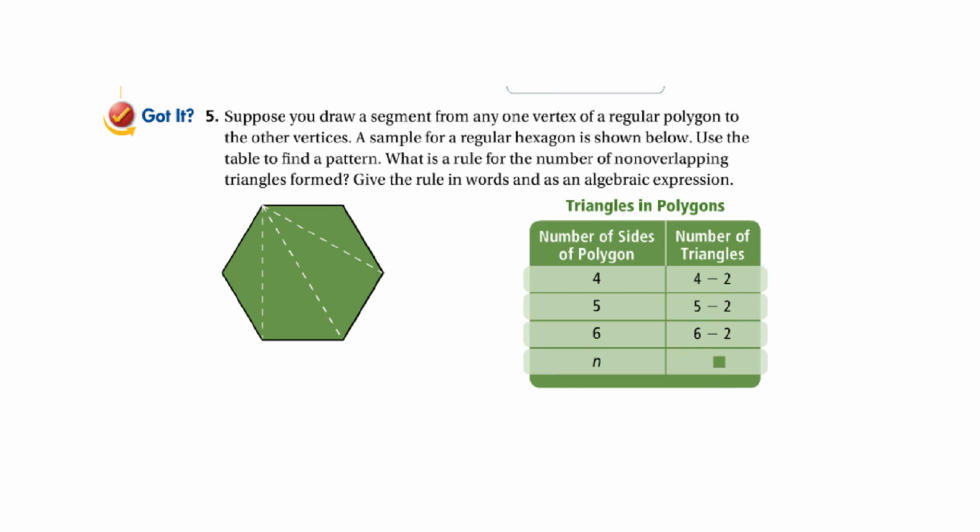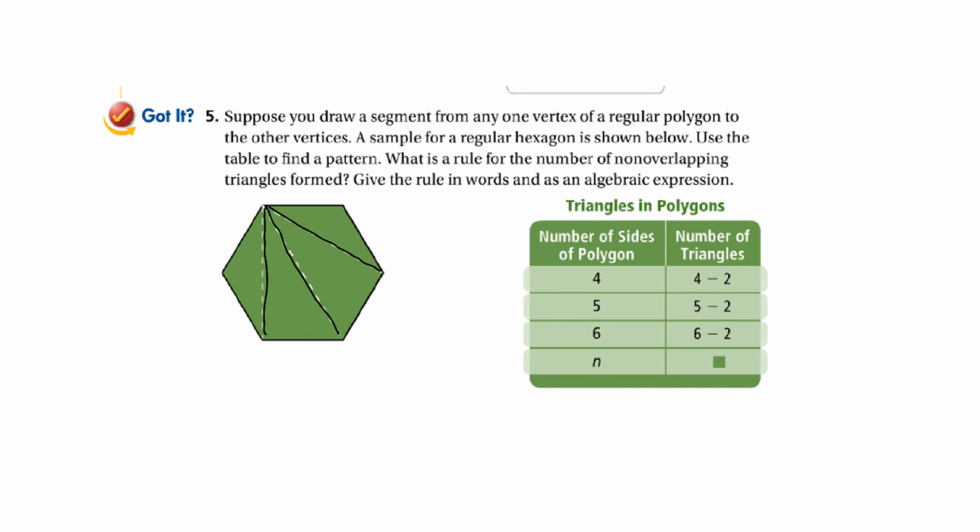If I look at this problem here, it says suppose you draw a segment from any one vertex of a regular polygon to the other vertices. A sample for a regular hexagon is shown below. Here where they have the dotted lines, they're drawing a line from one vertex to each of the other vertices.